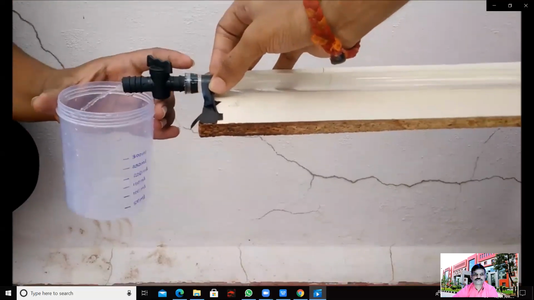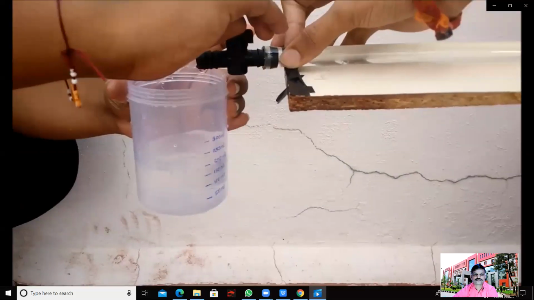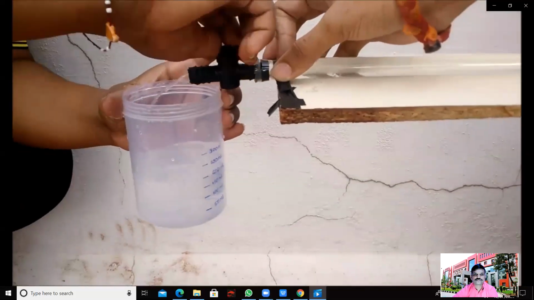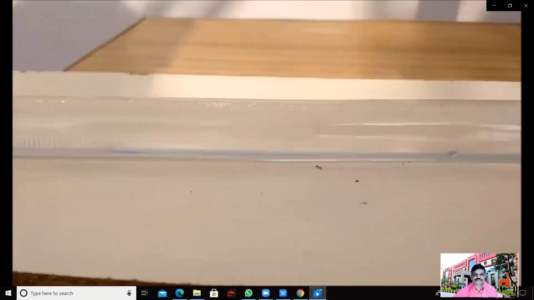Since it takes a long time to fill the container, let us fast forward the video. It has taken 1 minute 53 seconds. For this flow rate, let us check the type of flow. As we see, this is a laminar flow. You can see the laminar flow.